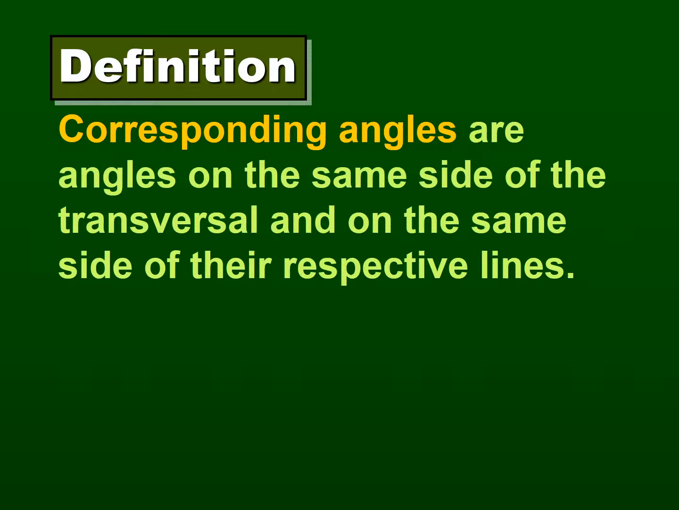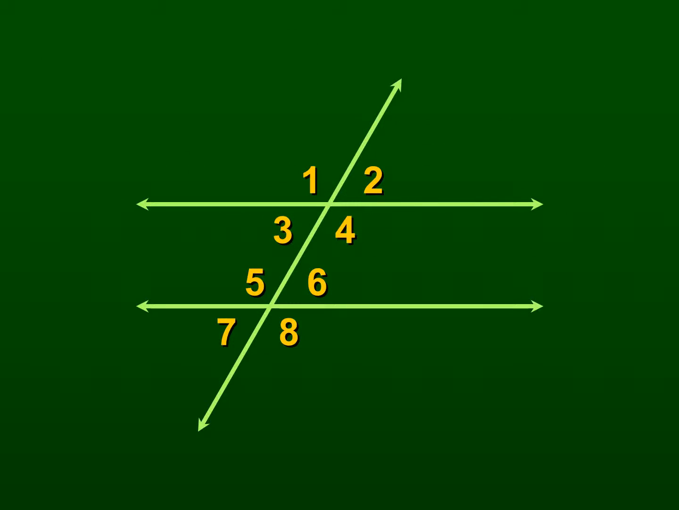All right, our next definition is corresponding. Those are going to be on the same side of the transversal, and they're also going to be on the same side of their respective lines. So they're not alternate, and they're going to be on the same side. An example would be 1 and 5. 1 and 5 are on the same side of the transversal, but they're also on the same side of their line. Like this is on this side and this is on this side. So they're corresponding.